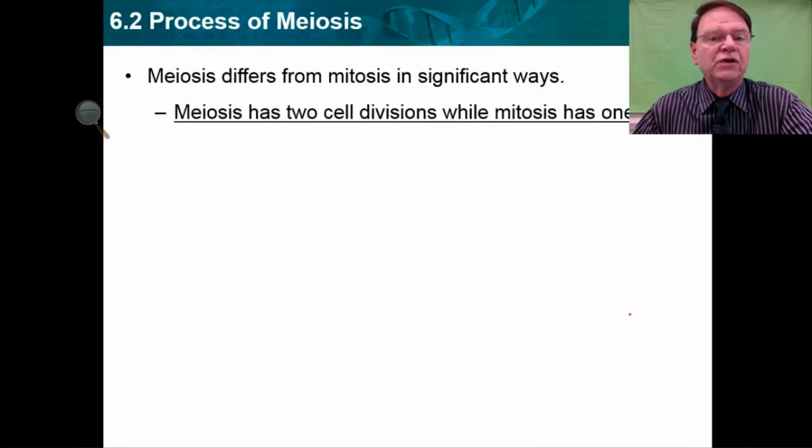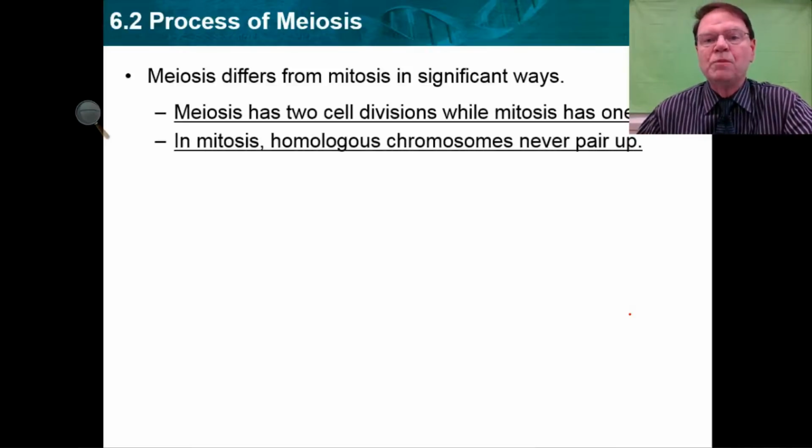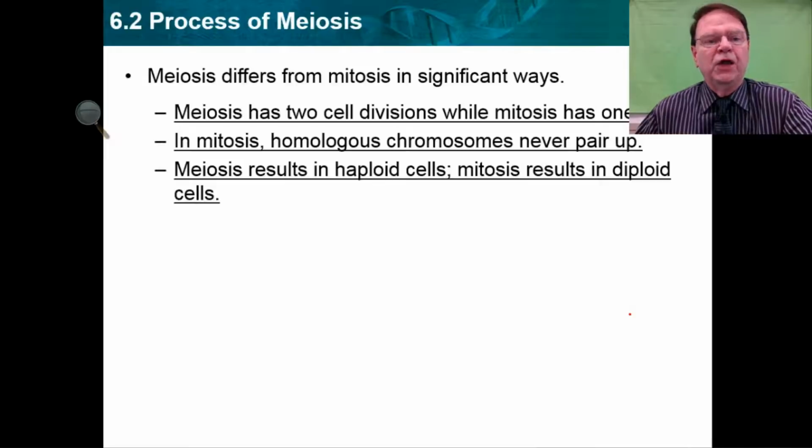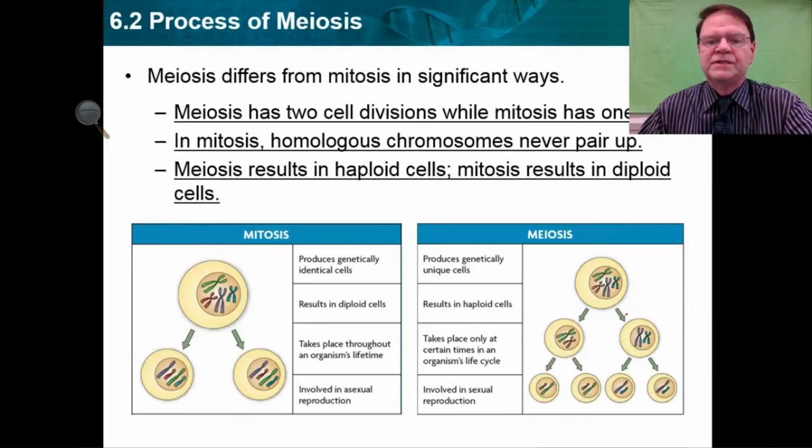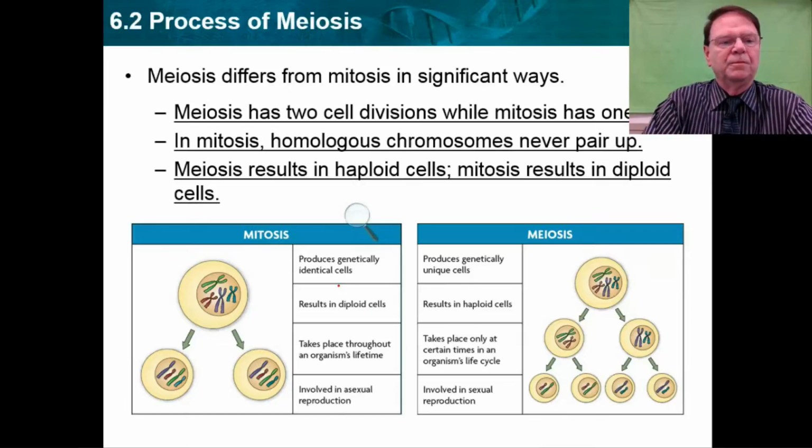Meiosis has 2 cell divisions while mitosis only has 1. In mitosis, homologous chromosomes never pair up. In meiosis, this results in haploid cells. In mitosis, what we've looked at previously, that results in diploid cells. And side by side, you can see them. You can see the differences even more apparent here.